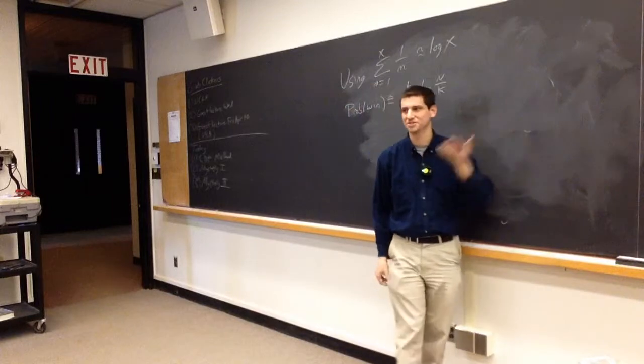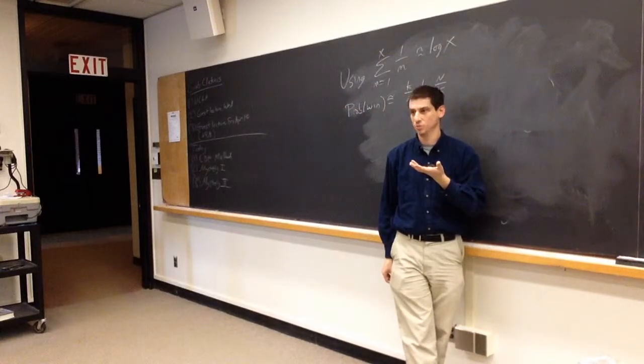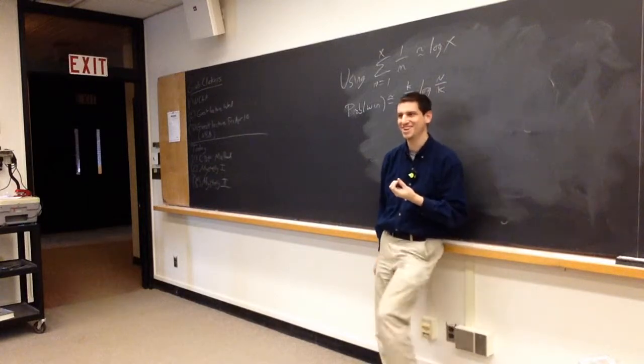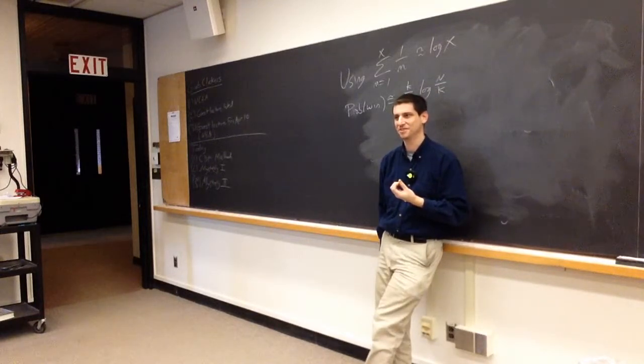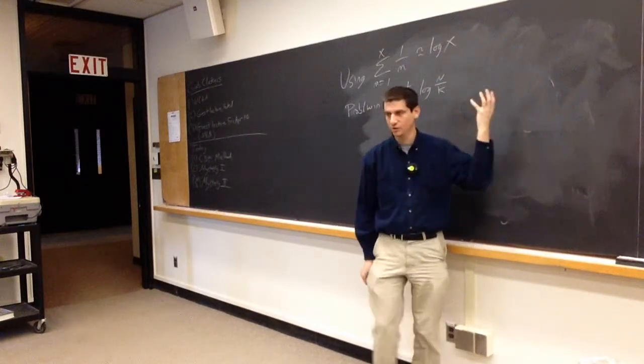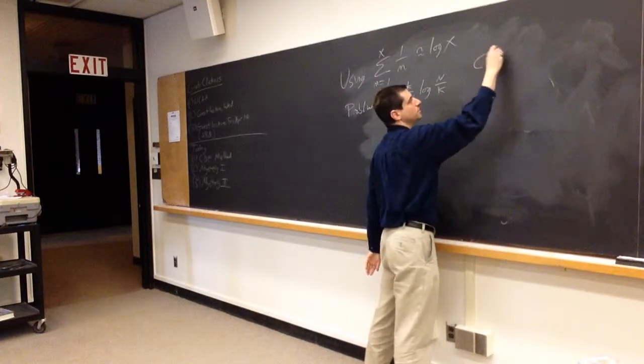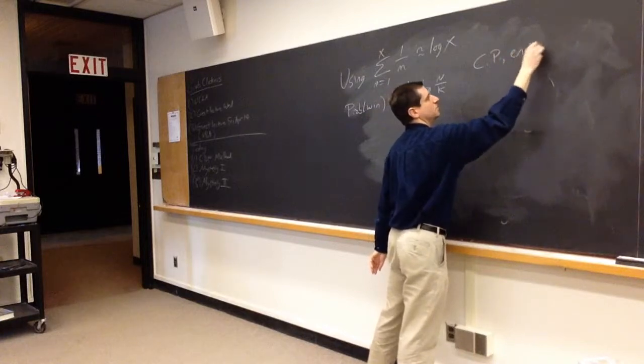How do we optimize? Yes? We want to maximize that. We want to maximize, yes. Very important, you want to maximize, not minimize. How do we do that? You find the k value that maximizes. Good. How do we find the k value? You take the derivative, right? So critical points and endpoints.